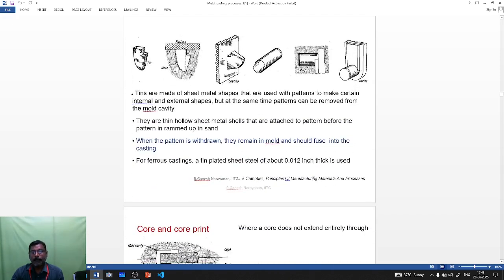Tins are made of sheet metal shapes that are used with the pattern to make certain initial, internal and external shapes, so that the pattern can be removed from the mold cavity. These are thin hollow metal sheets that are attached to the pattern before the pattern is rammed up in the sand. So when the pattern is withdrawn, what remains in the mold sand will be fused into the casting. For ferrous casting, a tin plated sheet steel about 0.012 inch thick is used.